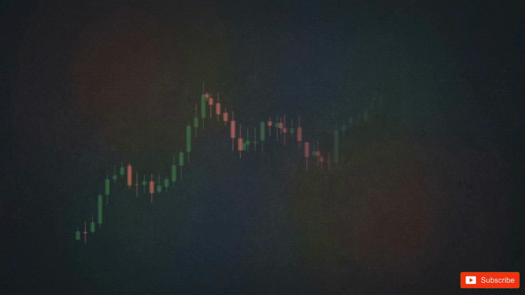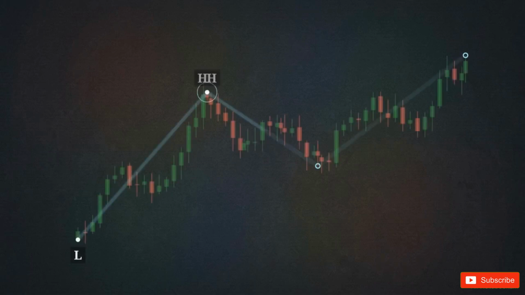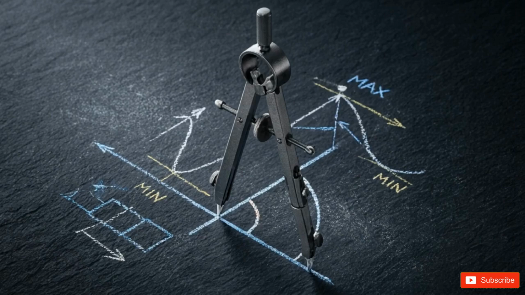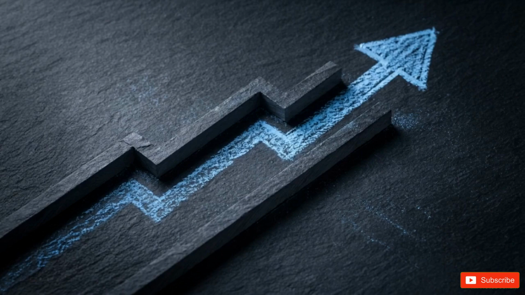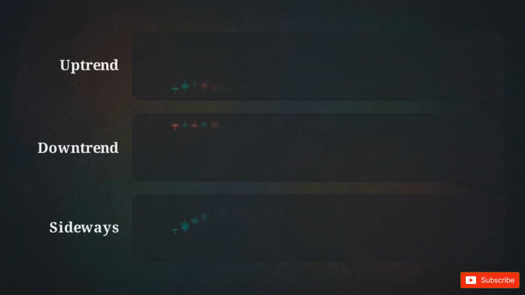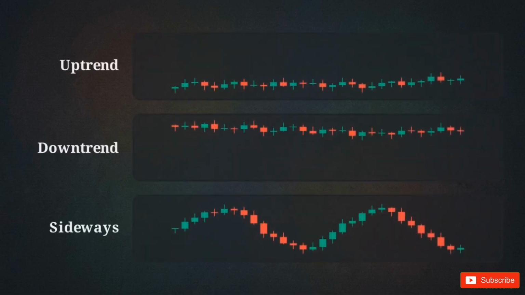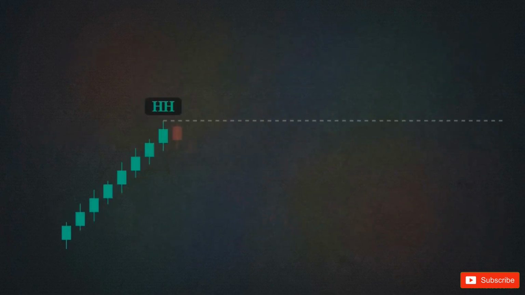It is a mechanical, readable framework built by the collective decisions of every participant in the market. Mastering this blueprint is the prerequisite for any successful strategy. Before you can predict where the market is going, you have to understand how it is built. Every market move exists in one of three states: trending upward, trending downward, or moving sideways in a flat range.